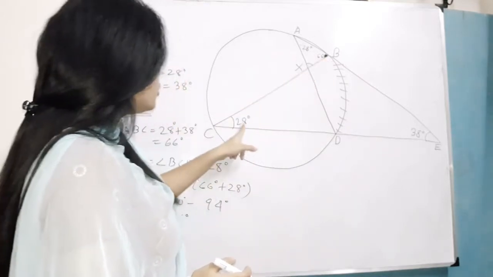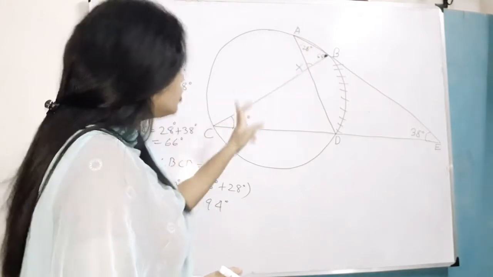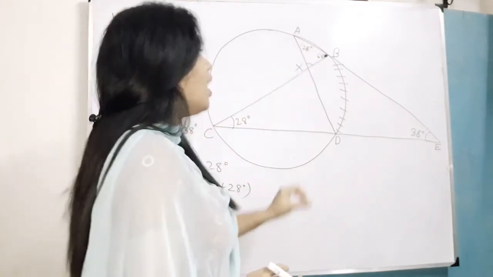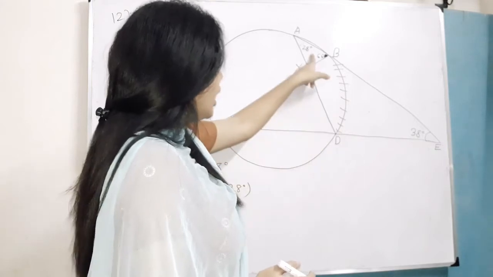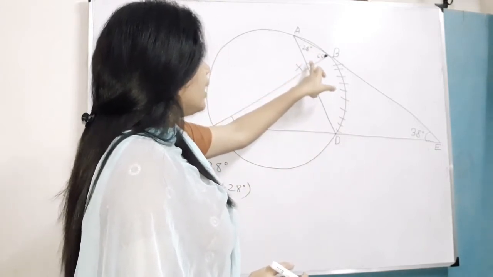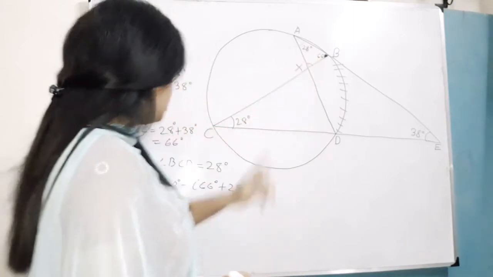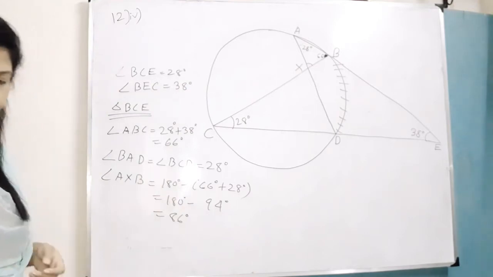Now if this one is 28, that one will also be 28, because both of the angles are lying on the same arc BD. In this triangle I already have 28 and 66. So what is the third angle? I will just subtract both of them from 180. Now please find it properly.